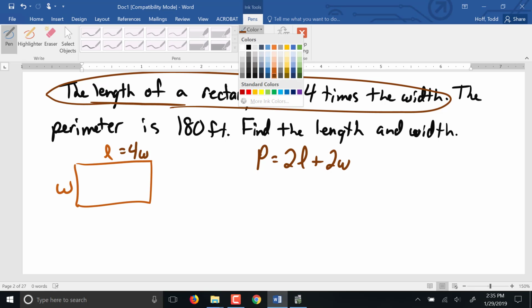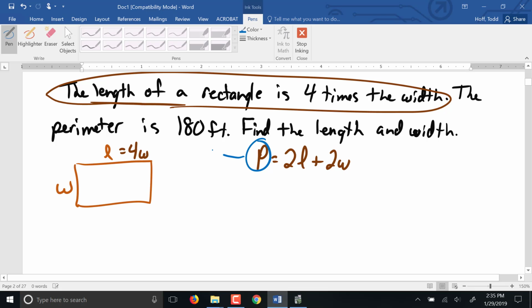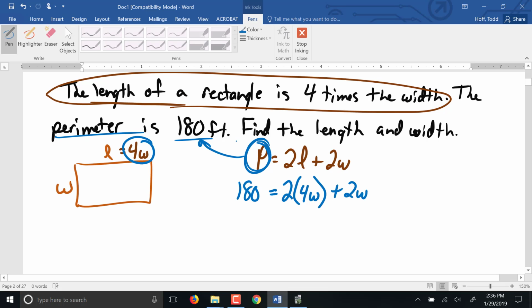And I'm going to substitute into that. First of all, I'm going to replace P with 180 feet, or just 180, because that is the perimeter. 2L, well, I'm going to replace L with 4W. So instead of 2L, it would be 2 times 4W. And then I still have the 2W here. So again, all I did is I replaced P with 180, and I replaced L with 4W. The rest of the formula stayed the same. And now we can solve.